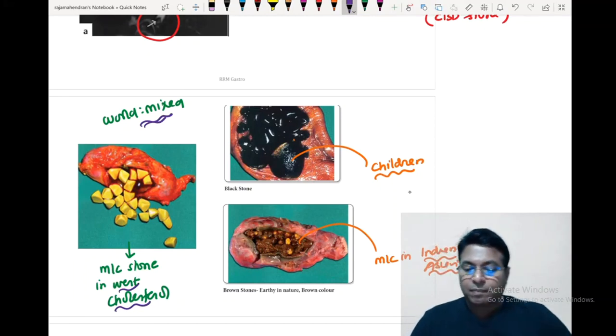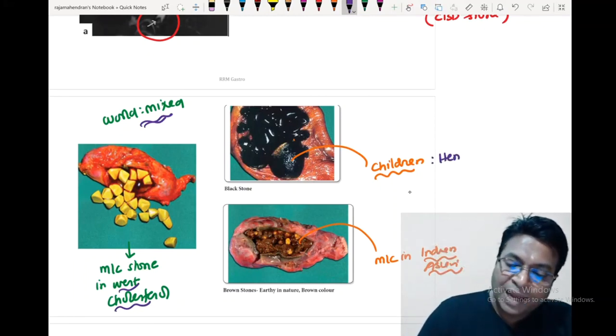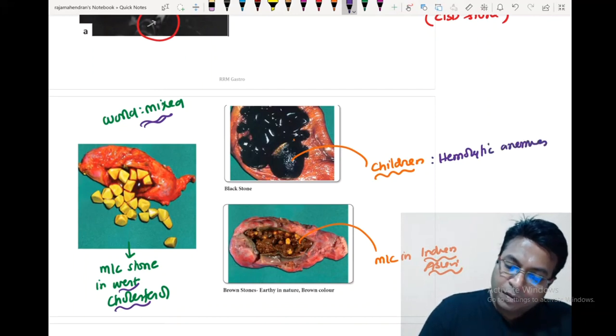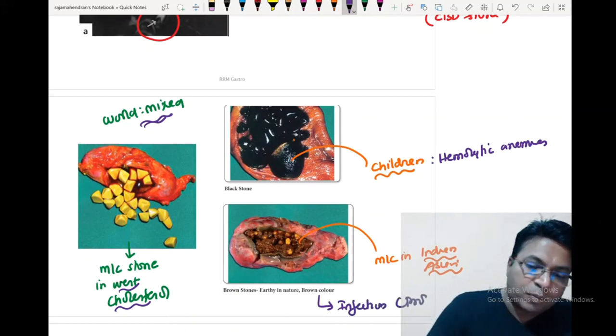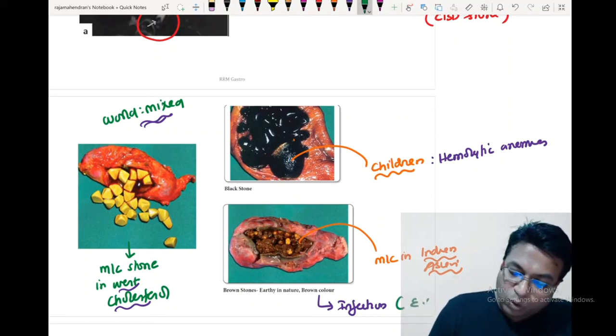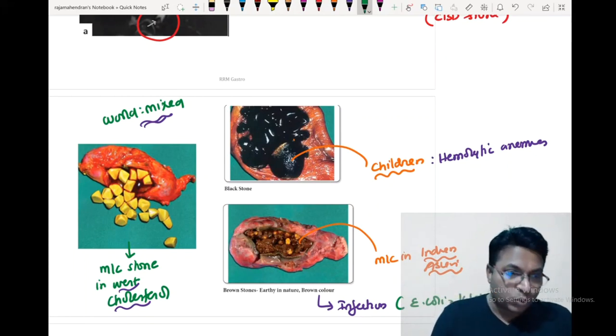So what is the cause of black stone? It is usually due to hemolytic anemias. Brown stones are mostly due to infection. Sorry, not Proteus. Proteus is for kidney stone. The infection here is E. coli infection, Klebsiella infection. These cause stones known as brown pigment stones. So please don't forget, it is brown pigment stones.